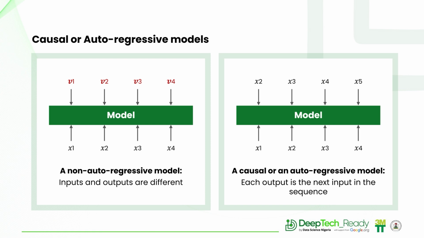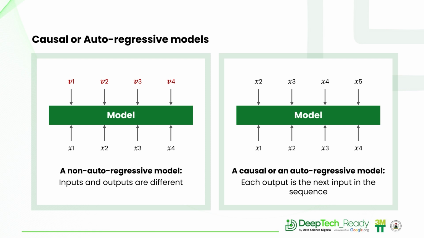On the other hand, autoregressive, or what we call causal models, such as GPT, use a sequential approach. Each output is fed back as the next input so that the model generates tokens one by one, with each new token depending on the previous ones. This is ideal for tasks like language modeling or text generation, where the goal is to produce coherent and contextually relevant text step by step.